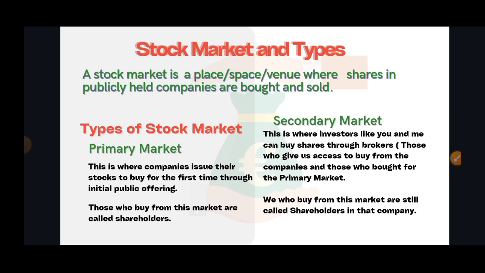And also the secondary stock market. In the secondary market, investors like you and me can buy shares through brokers, those who give us access to buy from these companies and from those who bought from the primary market. Brokers are the people that give us access. For example, Afri Investor is a broker, Bamboo is a broker. We have so many brokers. When you buy from this market, you are still called a shareholder in that company.